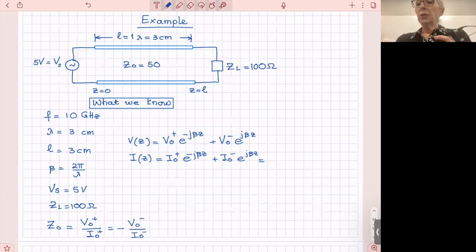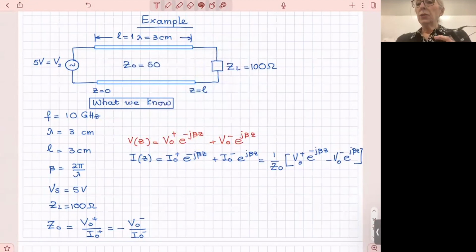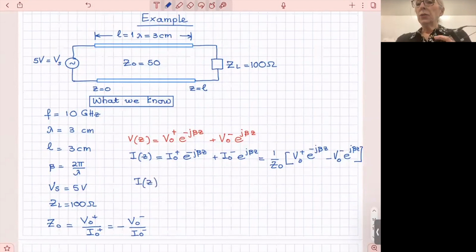I can rewrite this equation. This can be written as 1 over Z naught times V naught plus e to the minus j beta z minus V naught minus e to the j beta z. So practically, I have now 2 equations, all right? This one, and this one. So this is how I would like you to set up your problems. If you do it carefully like this, the solution is going to be easier after that.